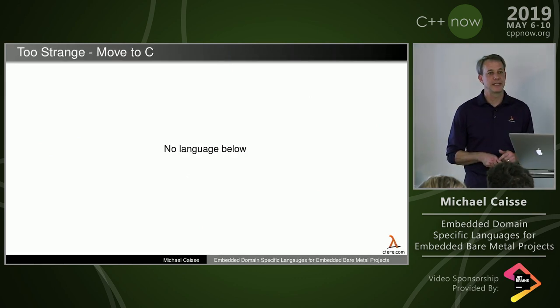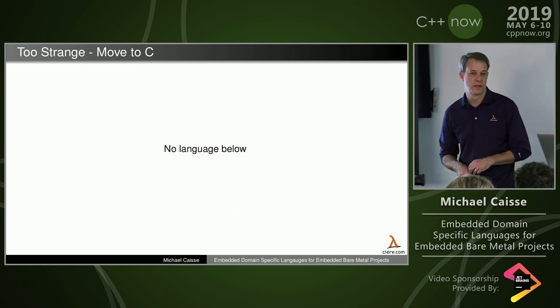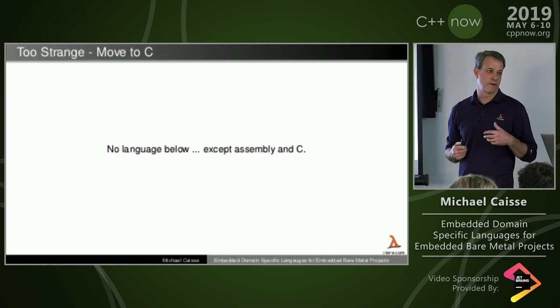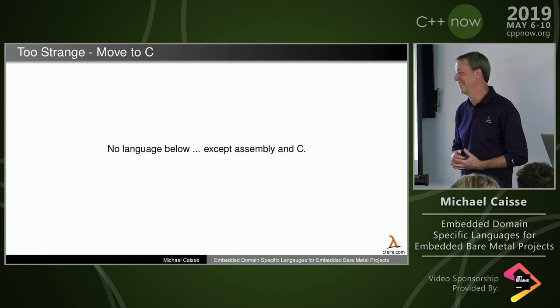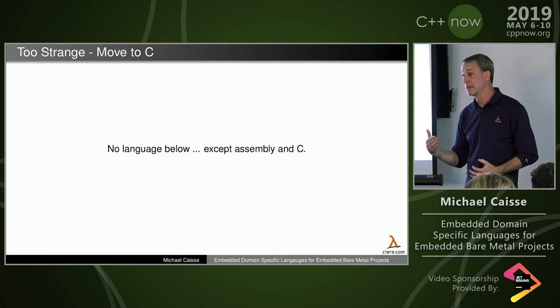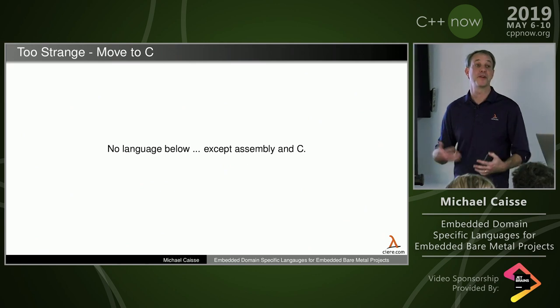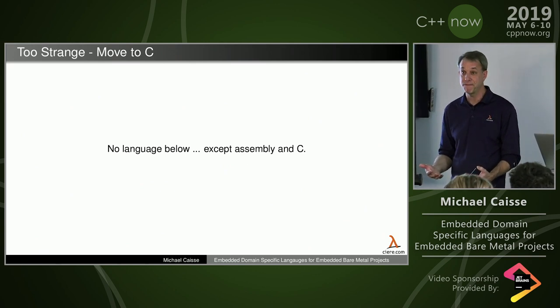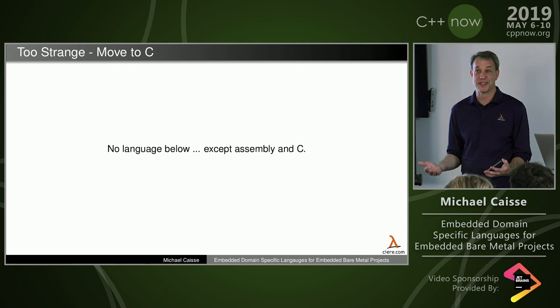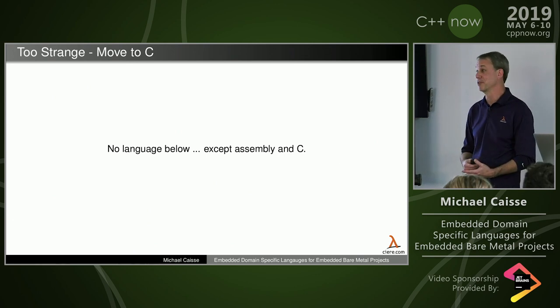So this whole idea of no language below, except for C and assembly, you know, that's the problem, is that you bootstrap everything with assembly or C, and then the next thing you know, then you're into C++. And that took a lot of work to get that far. And so why not you just stay in C? Because you feel like you're almost done with the project by this point.